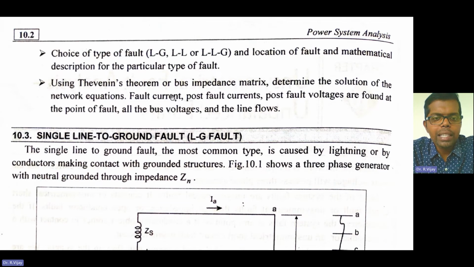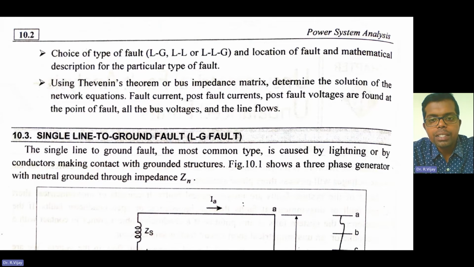Next, using Thevenin's theorem or the bus impedance matrix, determine the solution of the network equation. In that particular case, fault current, post-fault currents, and pre-fault and post-fault voltages are found at the point of the fault, and all the bus voltages and line flows.